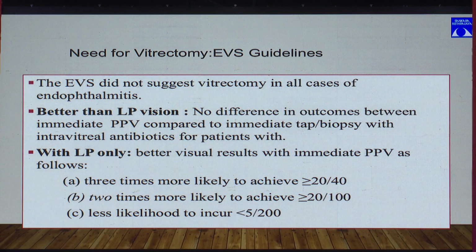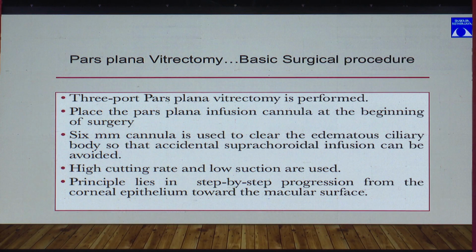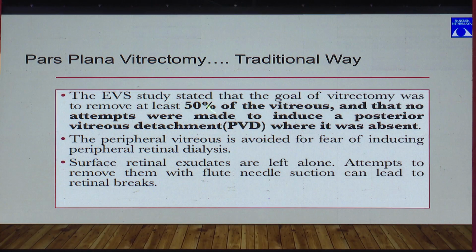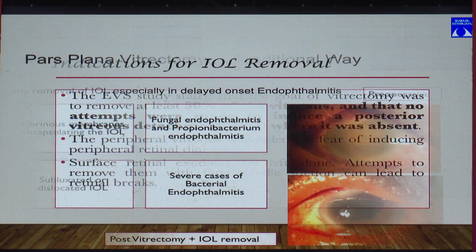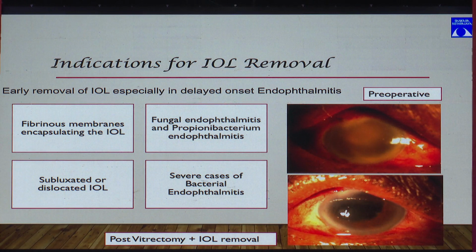So this is where the EVS study gave us the guidelines for surgical intervention, and traditionally we were taught that for cases of only PL plus is what we need to take up, worse than PL plus is what we need to take up for surgery. This kind of surgery was a standard 3-port vitrectomy, and they recommended that only about 50% of the vitreous needs to be removed. No PVD induction is required, and the surface of the retina should not be touched to remove all those exudates that you may see. Even the intraocular lens was removed only in a select number of cases.